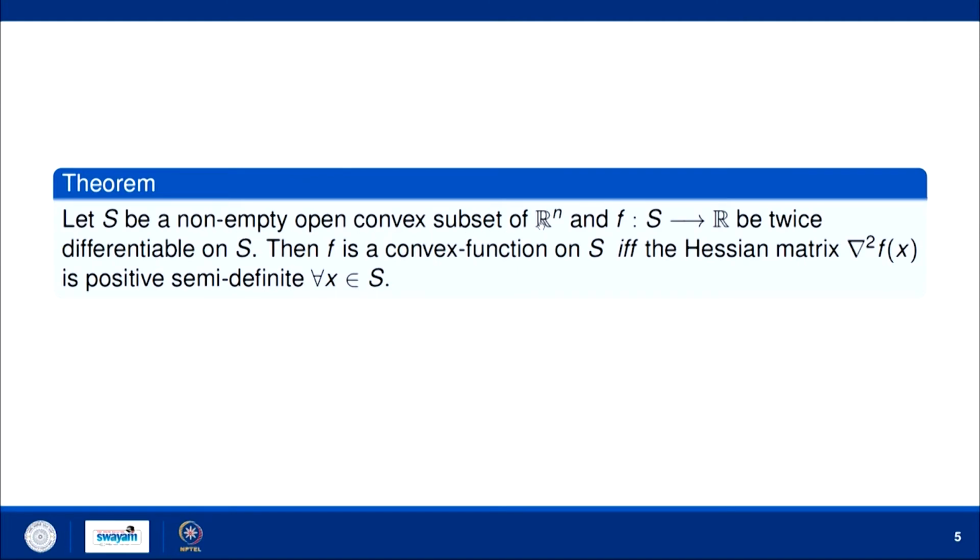Let S be a non-empty open convex subset of Rn, and f be a function from S to R, twice differentiable on S. Then f is a convex function on S if and only if the Hessian matrix, which is del square of f x, is positive semi definite for every x belongs to S. So, if this matrix is positive semi definite, the function is always convex, or if the function is convex, then this matrix is always positive semi definite. So, this is a very important theorem for checking whether a given function is convex or not.